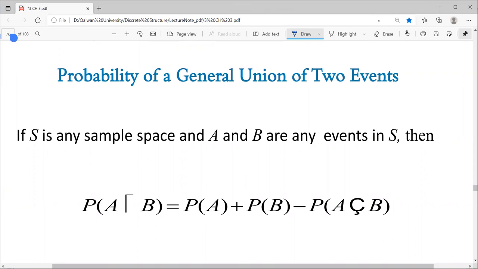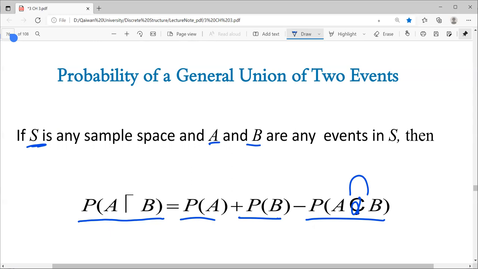We now have the probability of a general union of 2 events. If you have 2 events, A and B, in the sample space, then the probability of A or B equals the probability of A plus the probability of B minus the probability of A intersection B, if the events are not mutually exclusive, if they have something in common.